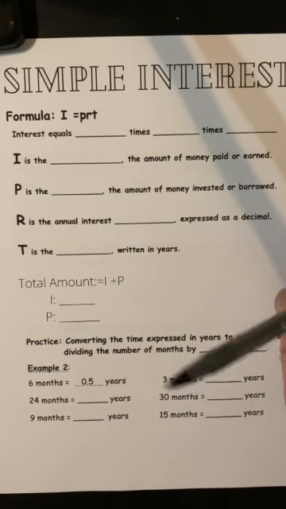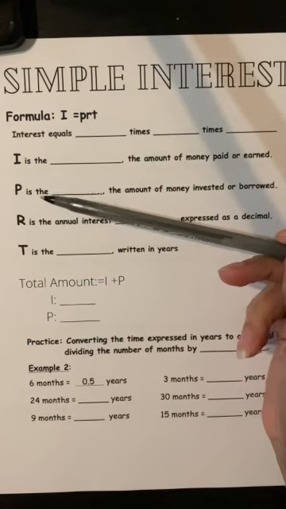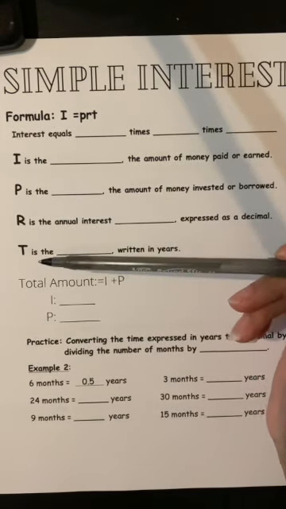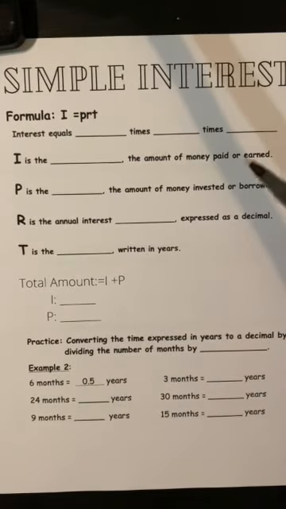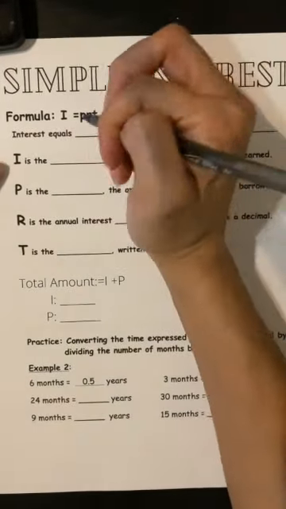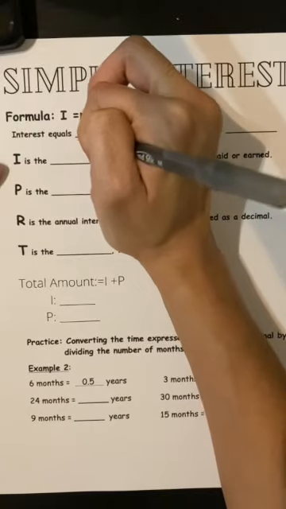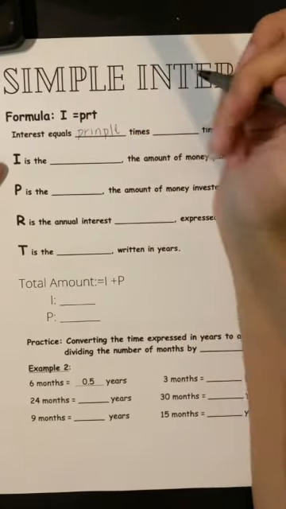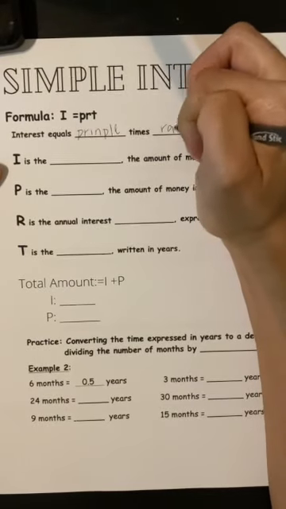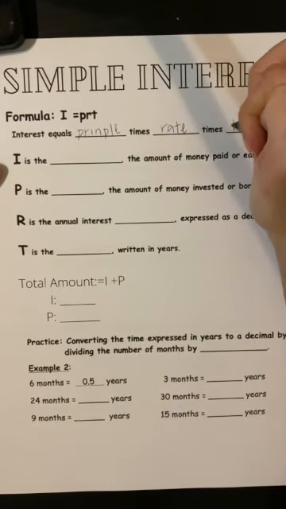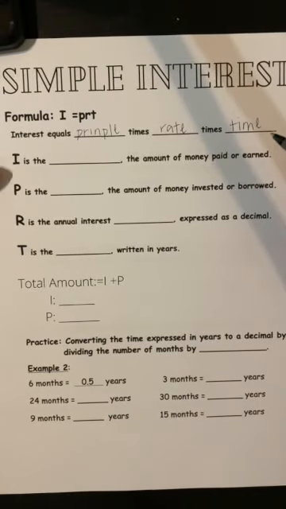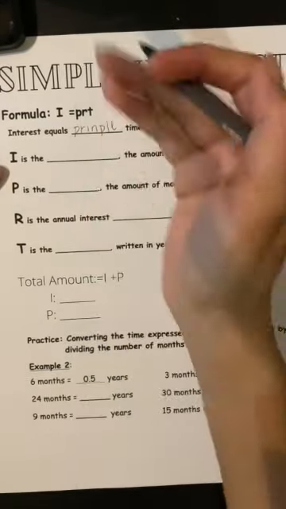It's really important that you understand how to solve equations because we are going to have to solve for any one of these variables, okay? So we have interest equals principal times rate times time. So principal, rate, and time. I is the interest.